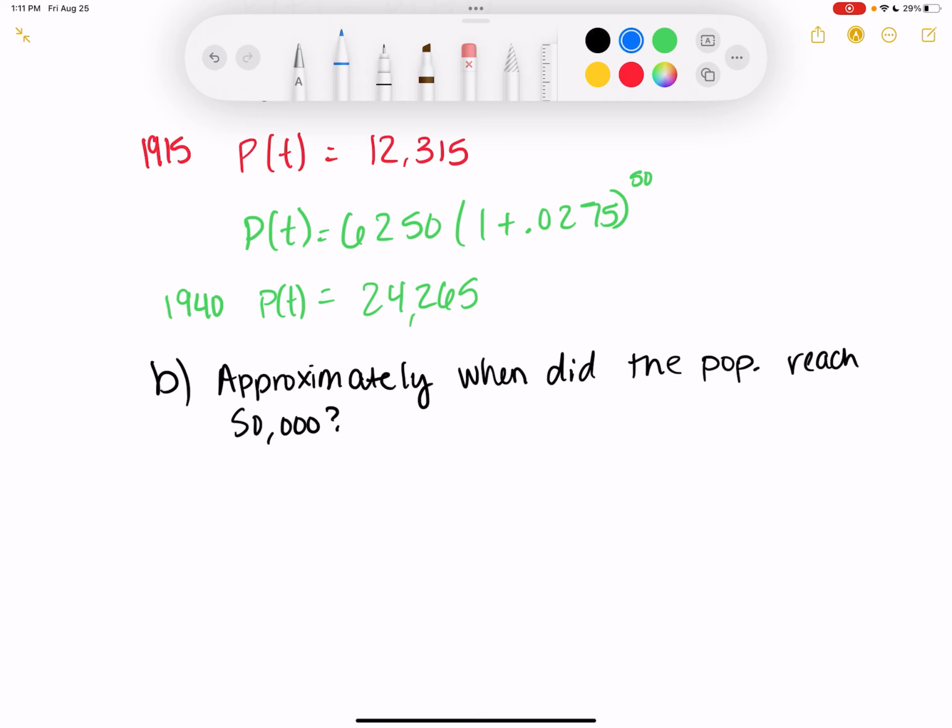So we want to know when the population, when P of T is equal to 50,000. So we're going to have 50,000 is equal to, we still have the same initial, 6250, and the same rate, so 1 plus 0.0275, raised to the T. I'm trying to solve for T now. We've got to get it by itself. So what do I have to do first? I would divide both sides by 6250. Yep, divide both sides by 6250, and then tell me what you get.